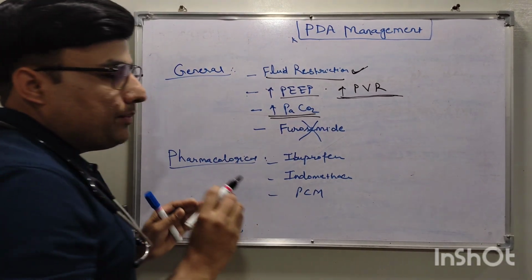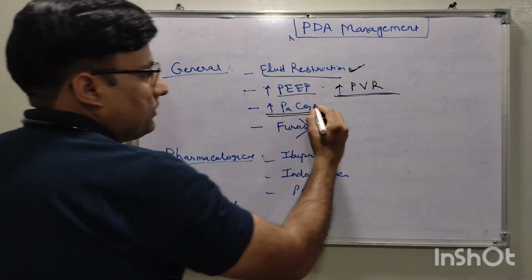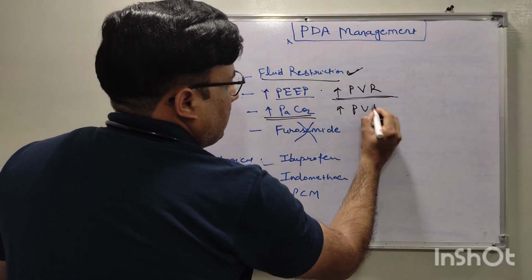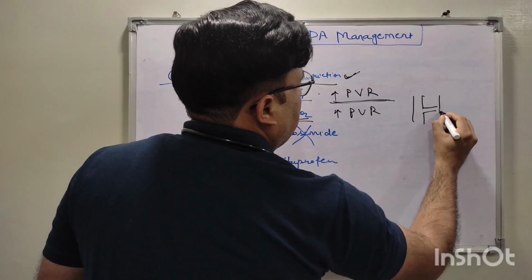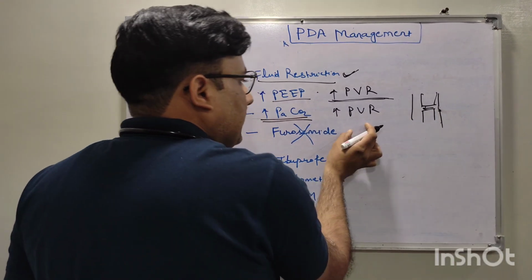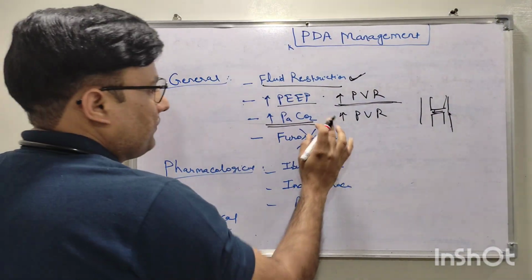Next is permissive hypercapnia. Slightly higher PCO2 we can maintain through ventilator settings. That also will increase the pulmonary vascular resistance, and that will reduce the shunt through the duct. Left to right shunt will reduce because of increased pulmonary vascular resistance.